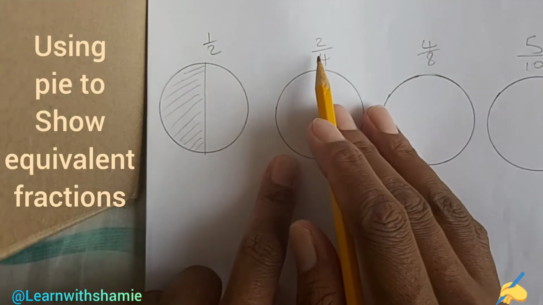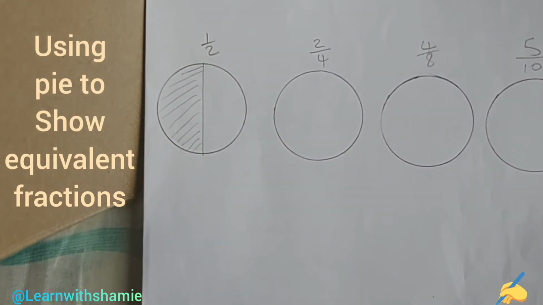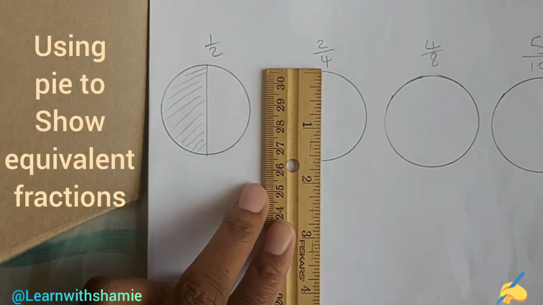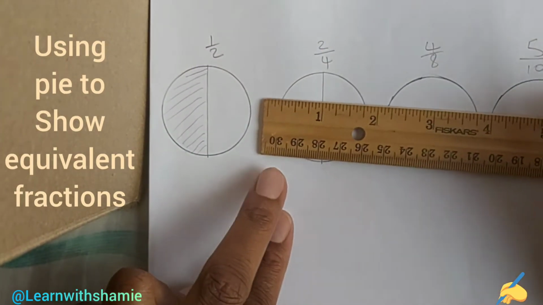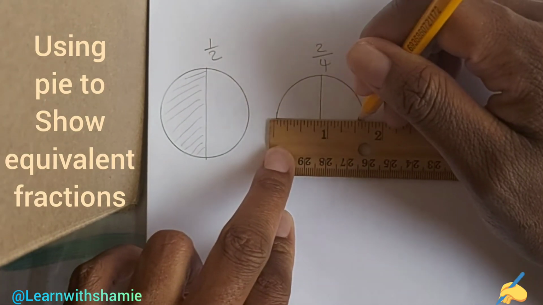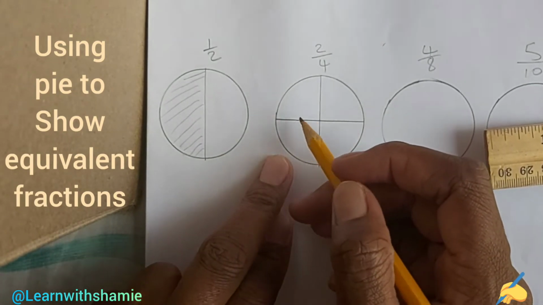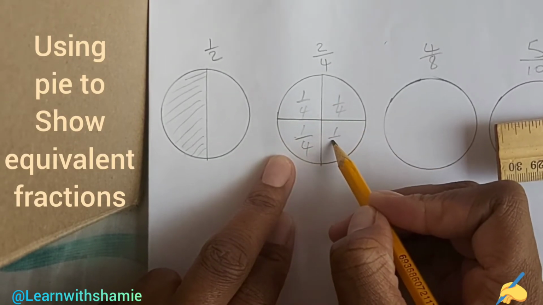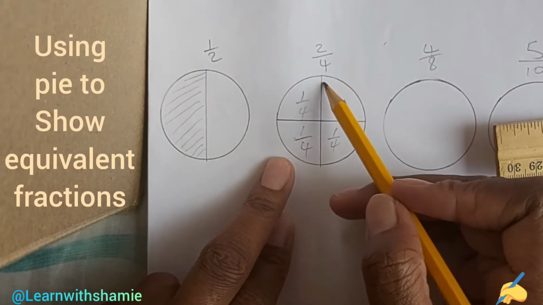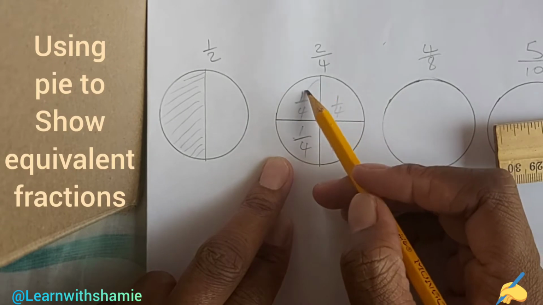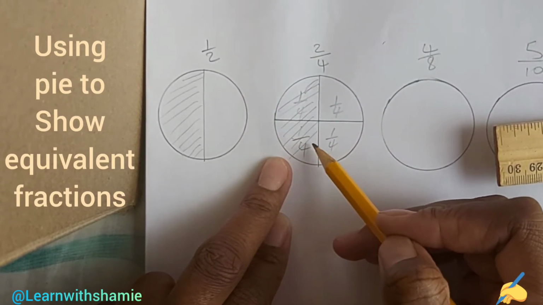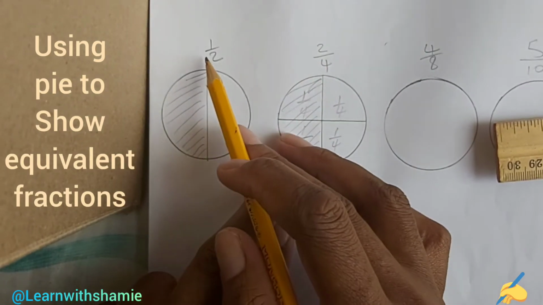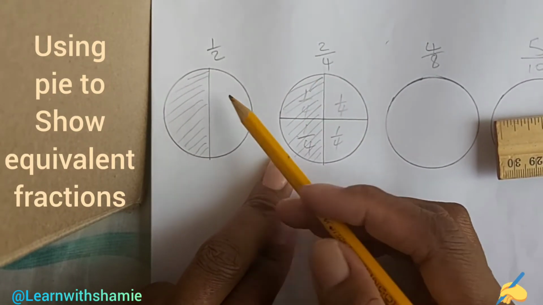The next one is 2 out of 4. So I'm going to split this circle into 4. And that gives us 4 equal parts, which are a quarter each. So the fraction above shows 2 out of 4. So we're going to shade 2 pieces out of the 4. So you see it is equivalent, 2 out of 4 is equivalent to a half.